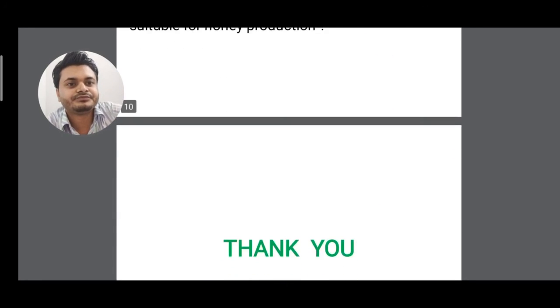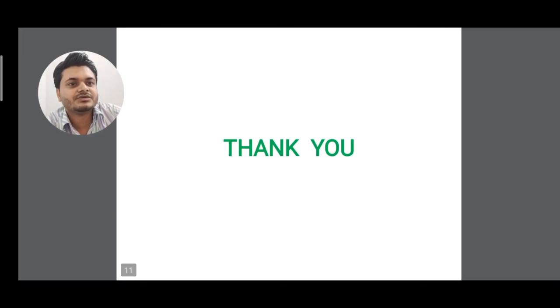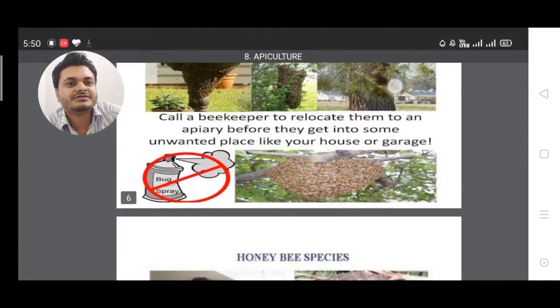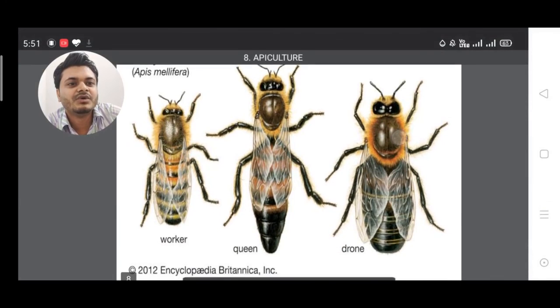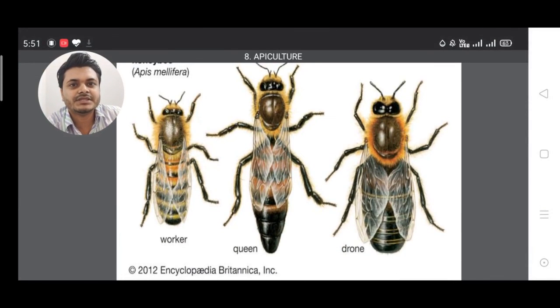You can see once again the bee figure. See, so nice. One is worker, one is queen, another is drone. Understood?